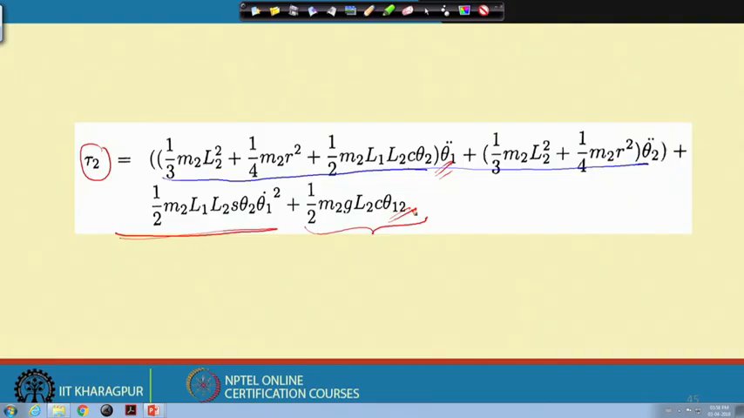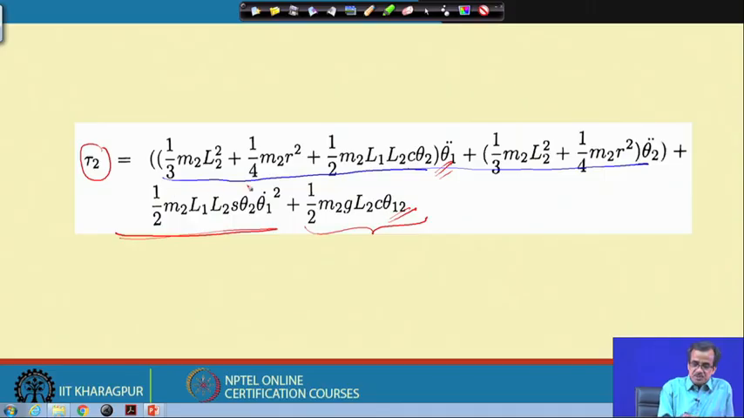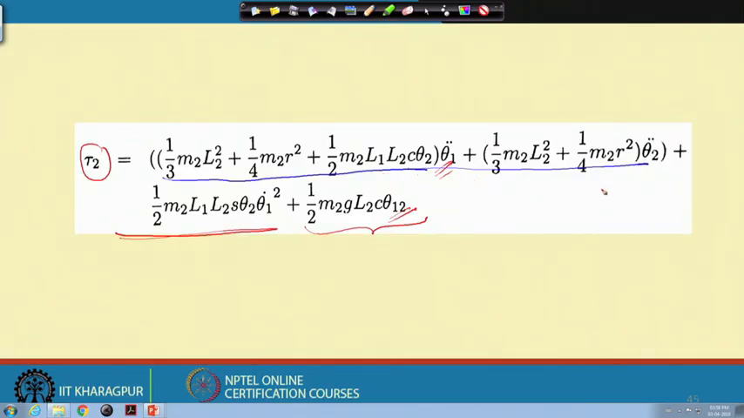But this particular method, the method which I have discussed, has got one advantage I should say. If you use this particular method, there is a possibility that you will be getting a very structured form of this expression for the joint torque, which may not be available in other methods, but this method gives a very structured form.